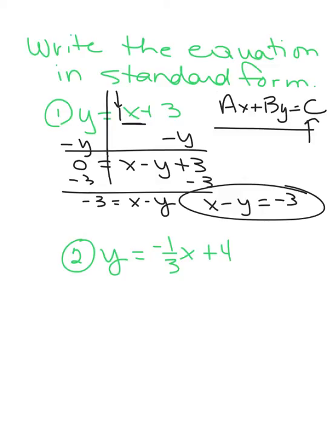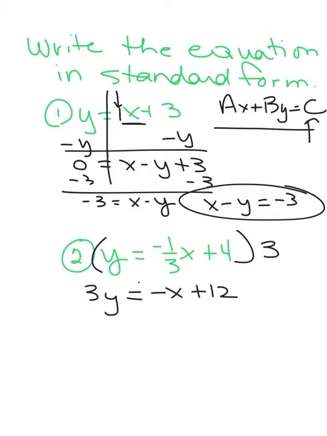Now I'll do the same thing with number 2. I notice in number 2 I have fractions, and I can't have fractions in standard form, so I want to get rid of that first. I notice that my denominator is 3, so I'm going to multiply everything by 3. So 3 times y gives me 3y is equal to 3 times negative 1/3, which gives me negative x, and then 4 times 3 gives me 12.